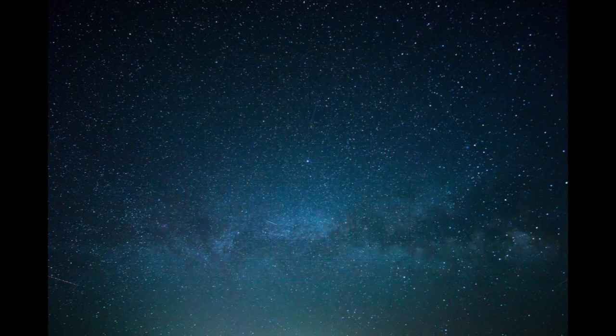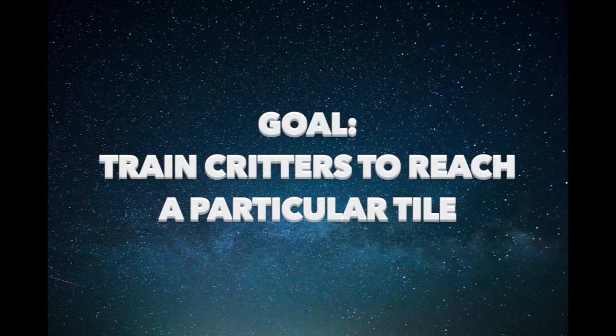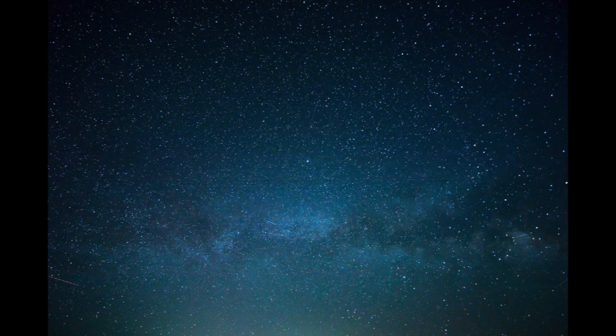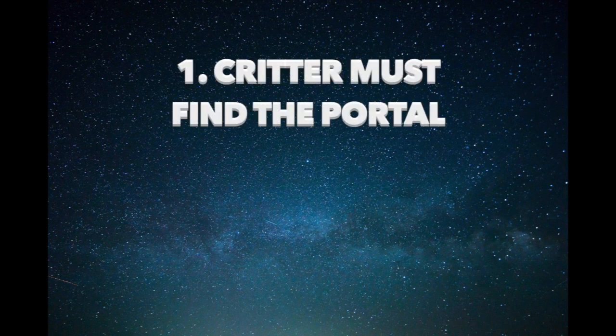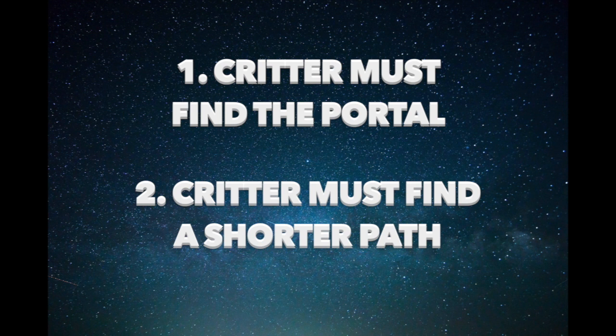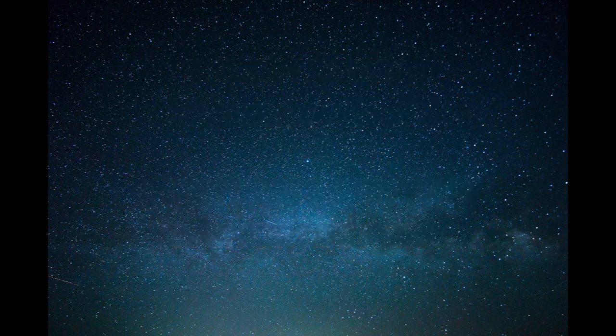So here's an overview of the project. As I've just mentioned, the goal of this project is to train a group of critters to reach a particular location on a map. There are two parts to this. First, the critters must find their way to the portal, and second, they must find their way to the portal in a minimum number of steps. This is not a difficult program to code. I will step through all the significant bits and walk you through setting up the directory structure.